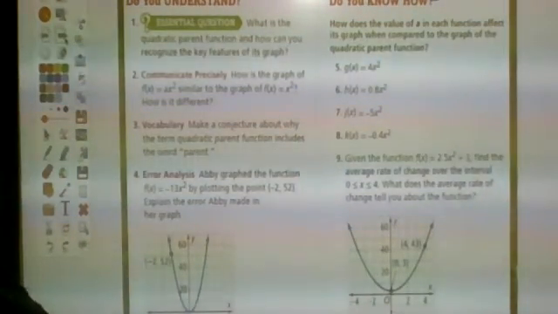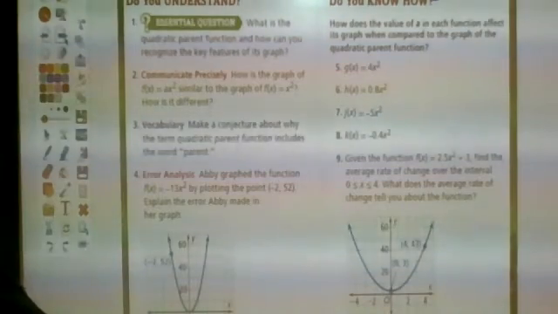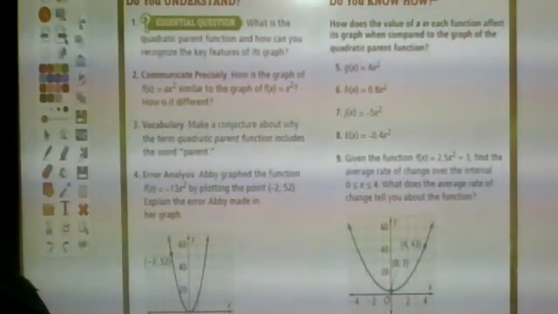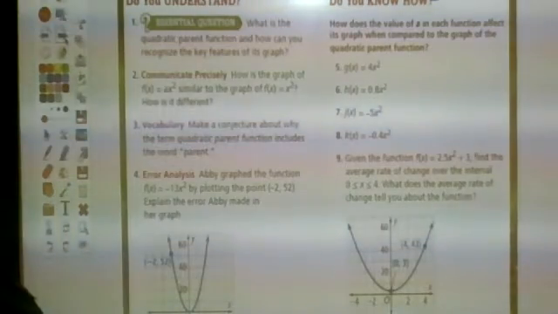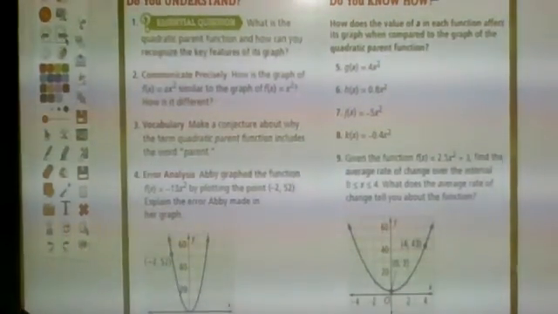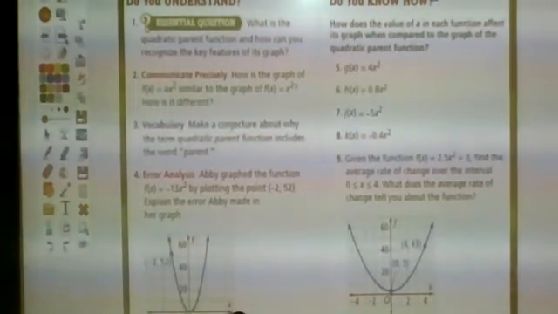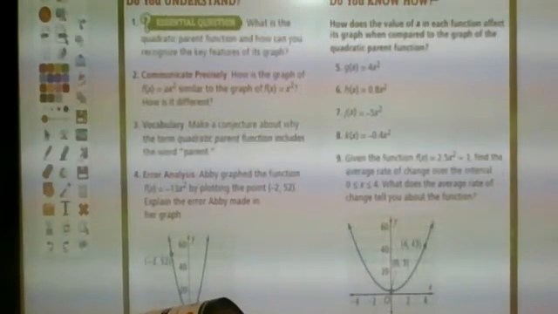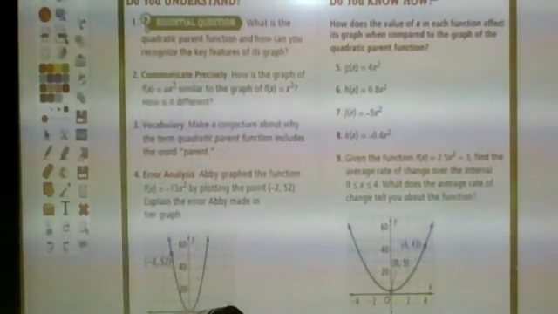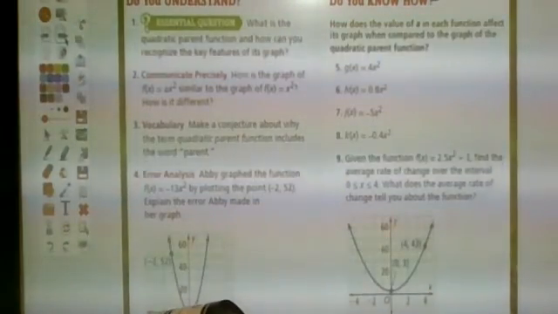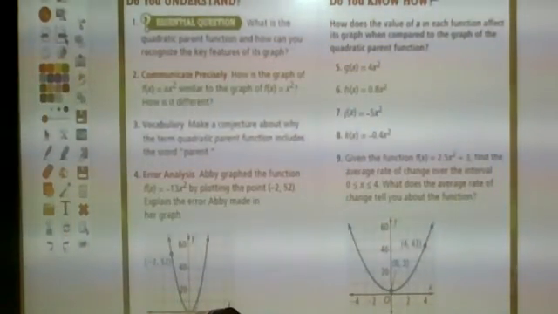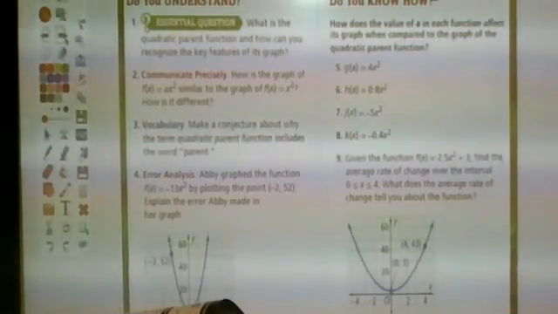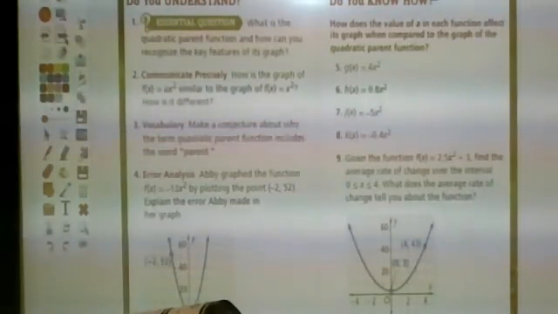For number 2, if we are comparing these, they're both going to open up, but they're going to be different because it's going to be either narrower or wider, depending on what the a is. For number 3, a conjecture about what the quadratic parent function includes: why does it include parent? Well, because it's the first one. Parents come before kids. That's what I'm thinking. All right, and then number 4, Abby graphed this function. Obviously, you guys can find the error right away. The a is negative, so it should be opening down.